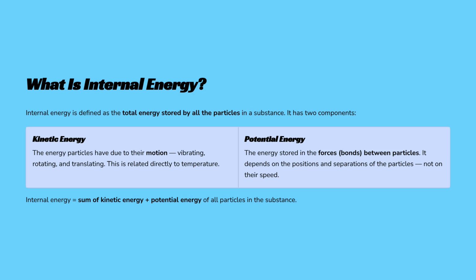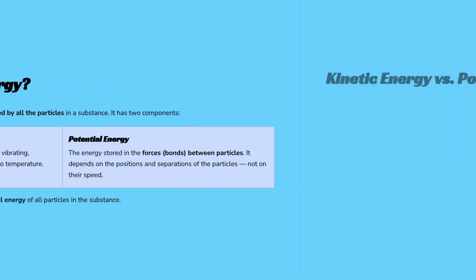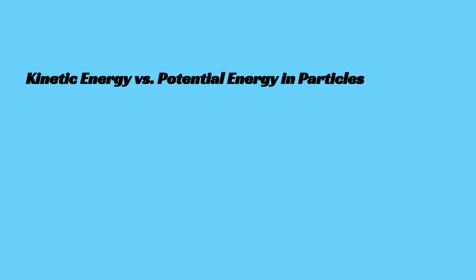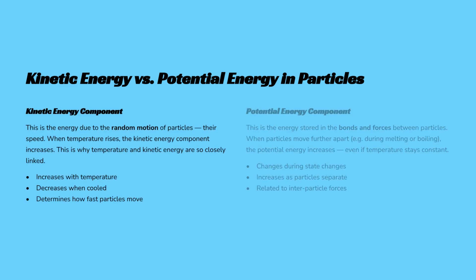Kinetic energy relates to particle motion and is linked to temperature. Potential energy is stored in the forces or bonds between particles and relates to their position and separation. This comparison highlights the difference between the two components: kinetic energy, which determines how fast particles move, and potential energy, which relates to the interparticle forces and changes during state transitions.